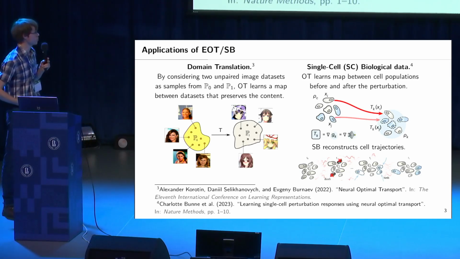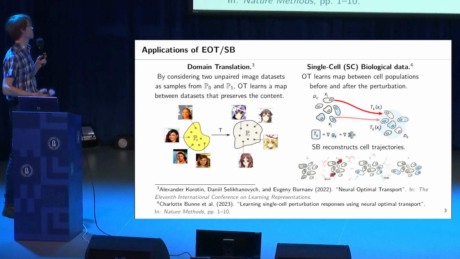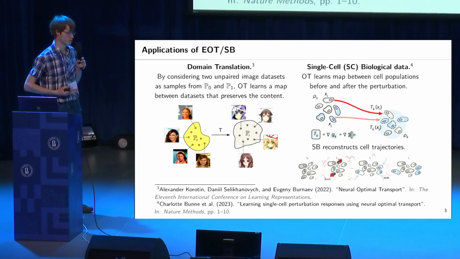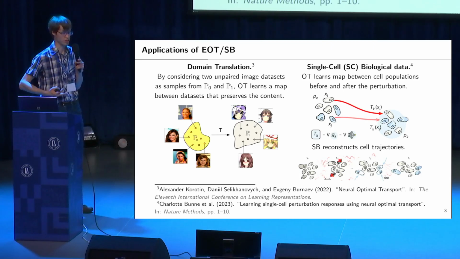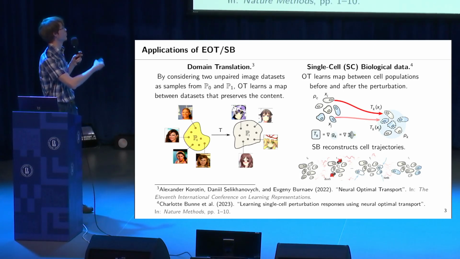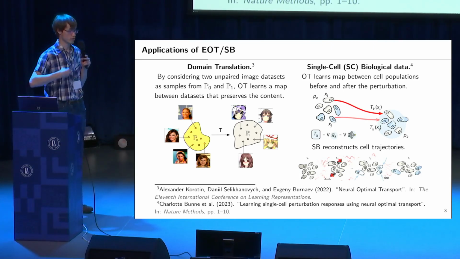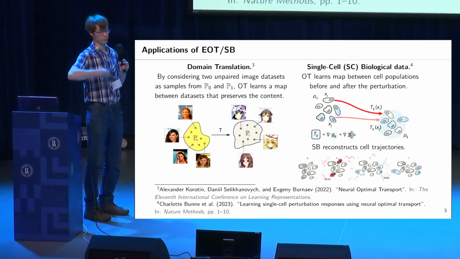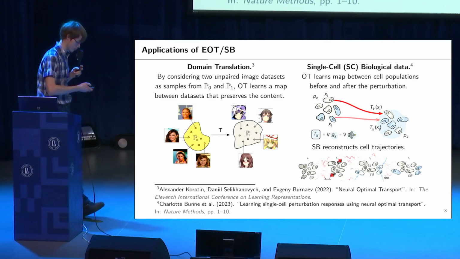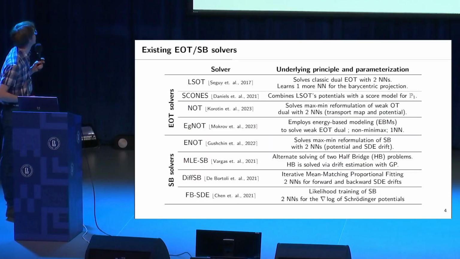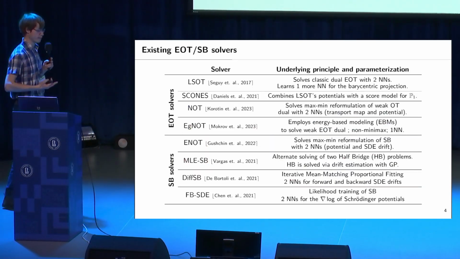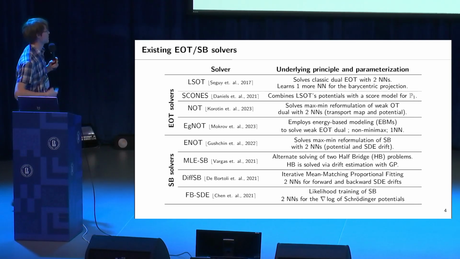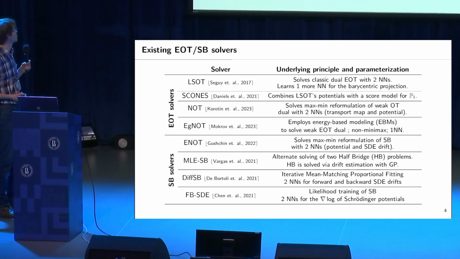And the other bunch of applications is single-cell biological data, where, for example, we consider the evolution of cell population dynamics. And in this setup also appear a lot of problems which could be formalized as entropic optimal transport or Schrödinger bridge. And such practical demand motivates a lot of studies in the sphere.